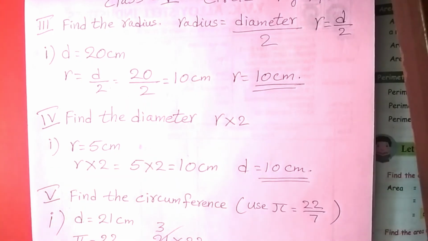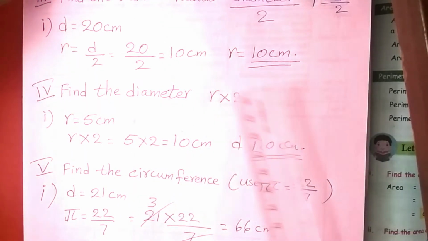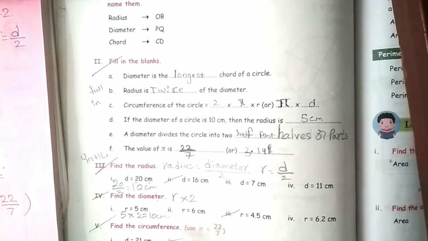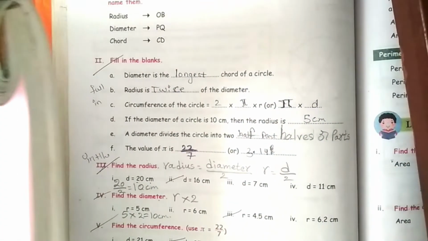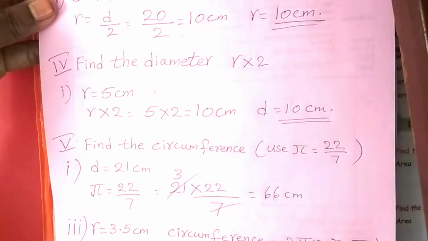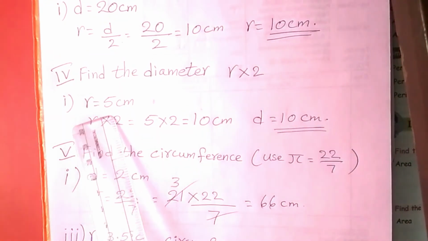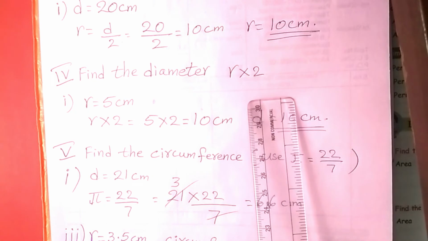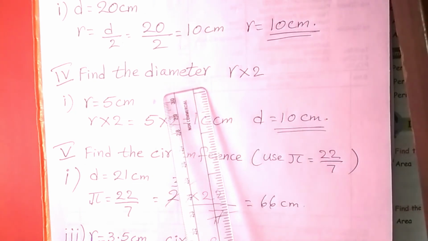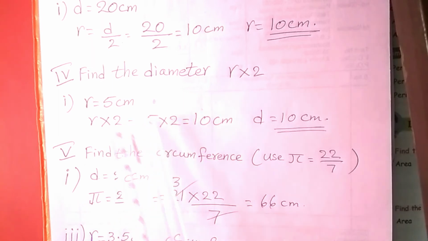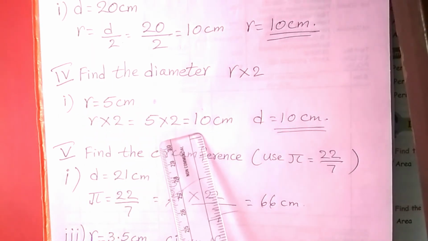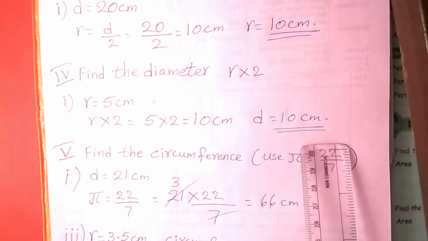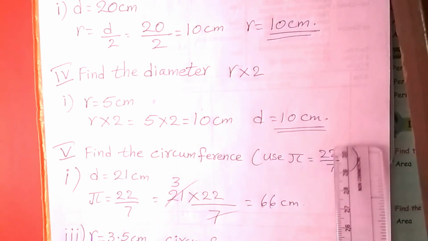Now find the diameter. That means from the radius we are trying to find the diameter. See the questions they have given. Now I am going to explain one sum. r equal to 5 centimeters. Radius into 2 is the formula we apply to find the diameter. So r into 2, that means 5 into 2, equal to 10 centimeters. That means the diameter is 10 centimeters, which is the answer. The rest of the sums you do on your own.